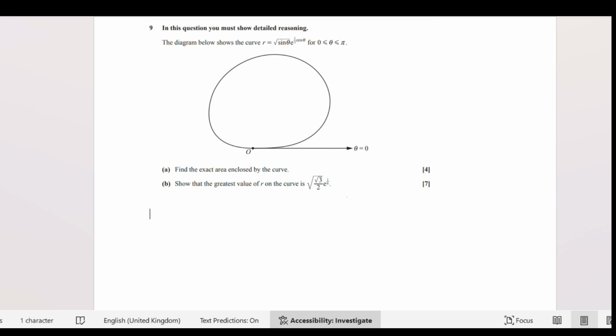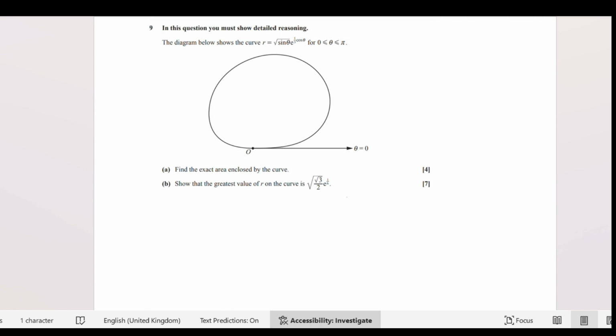It says you must show detailed reasoning, which means you show all of your working in order to get the marks. It says the diagram below shows the curve r equals the root of sine theta times e to the power of a third cos theta, for theta between 0 and pi inclusive. And all we have to observe from this diagram is that it's a closed loop, which means it has a defined area.